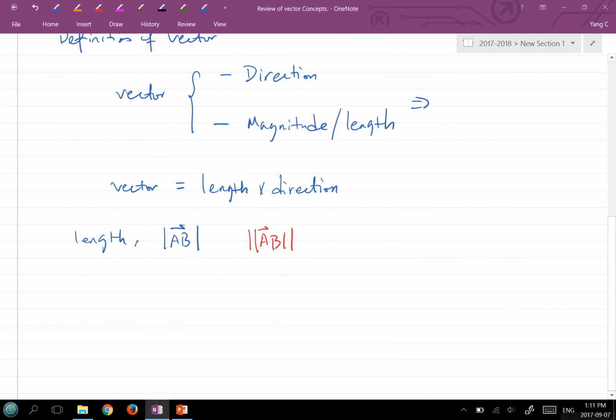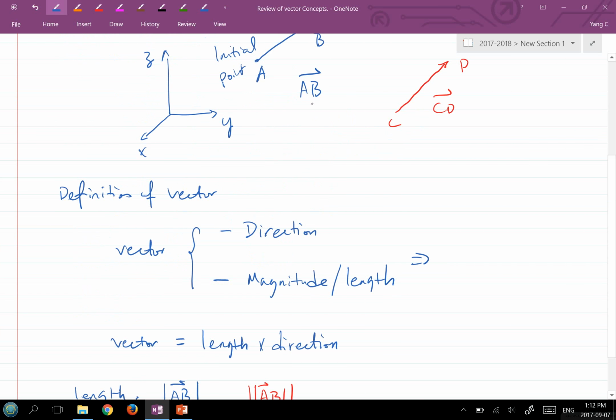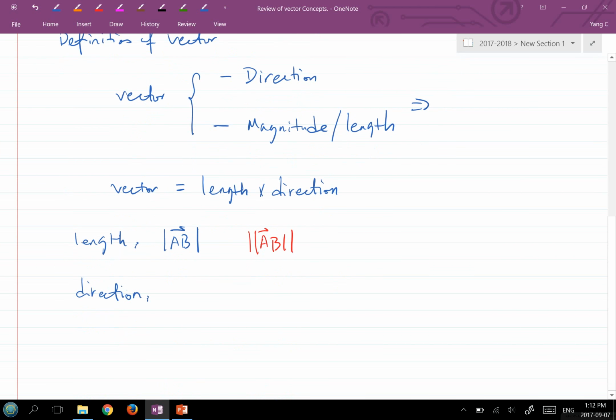So what about direction? The idea is simple. If you're given a vector, it always points in a direction. So the vector itself, AB, naturally tells you the direction. But we want to be a little more specific in terms of direction. So for direction, we use the so-called unit vector to indicate the direction of a vector.